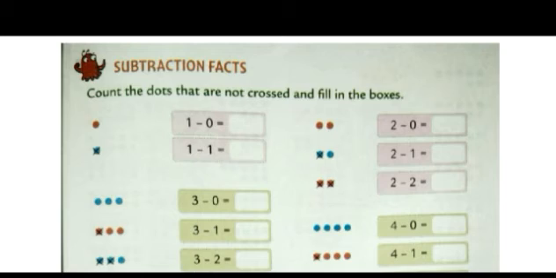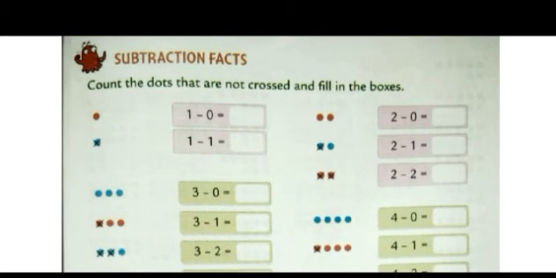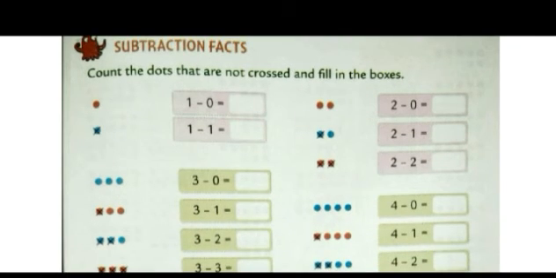Okay, scholars. So now we move on to a new topic, that is subtraction facts. On page number 57. Count the dots that are not crossed and fill in the boxes. Here you need to count the dots that are not crossed and then you need to write it in the given boxes. Okay, so let's see the first one.